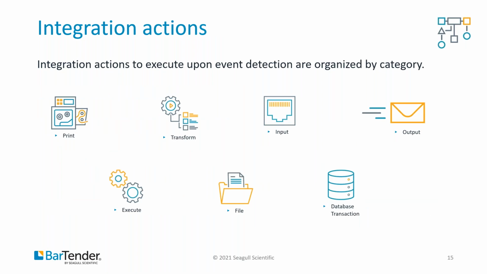Once the integration is detected, variable set, etc., we then come to what do we want to do as a result. So what do we want to do in terms of actions? And these actions fall into 7 different categories. So we have printing actions, which is obviously for printing BarTender documents. Transform actions, where we're taking the input data and we're wanting to modify or validate that data in some fashion.